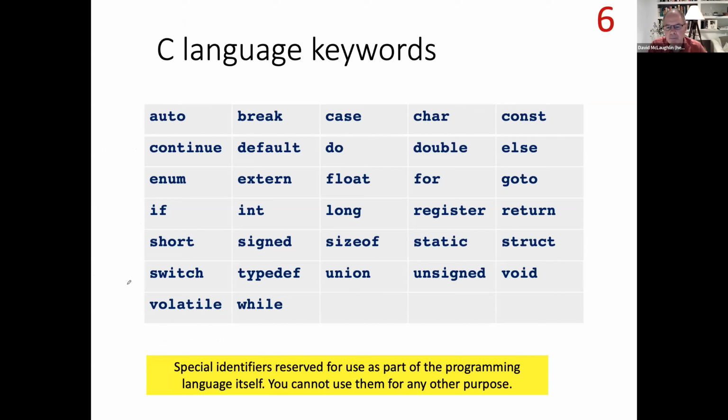Okay, so let's get into it. So C is actually a pretty compact language. There's not really a whole lot to the language itself. And here's a set of the keywords in C.